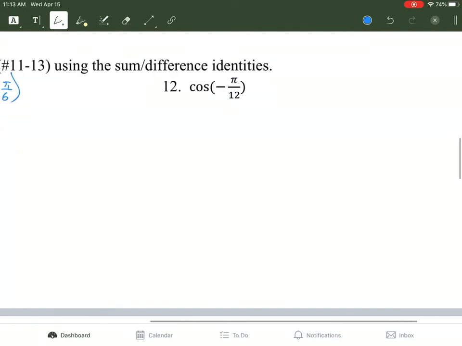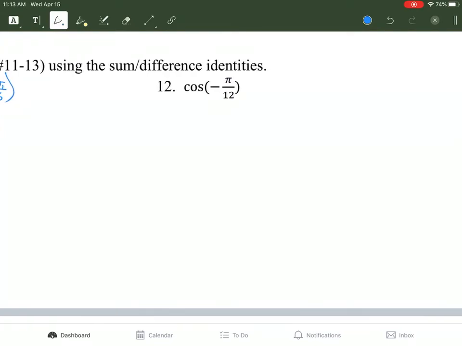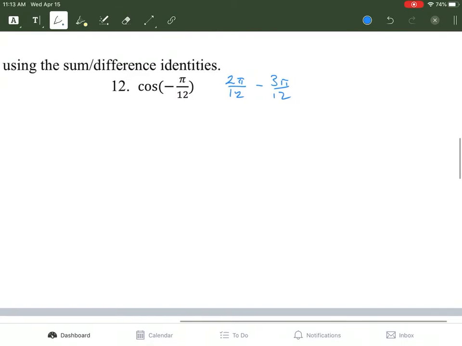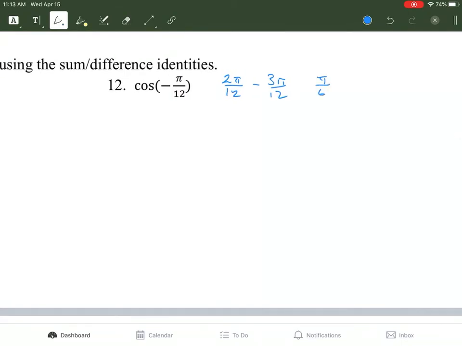Number 12, okay, for cosine of negative pi over 12. So we can basically do what we just did. We're going to do 2 pi over 12 minus 3 pi over 12, and that will give us negative 1 pi over 12. So we will have pi over 6 minus pi over 4.